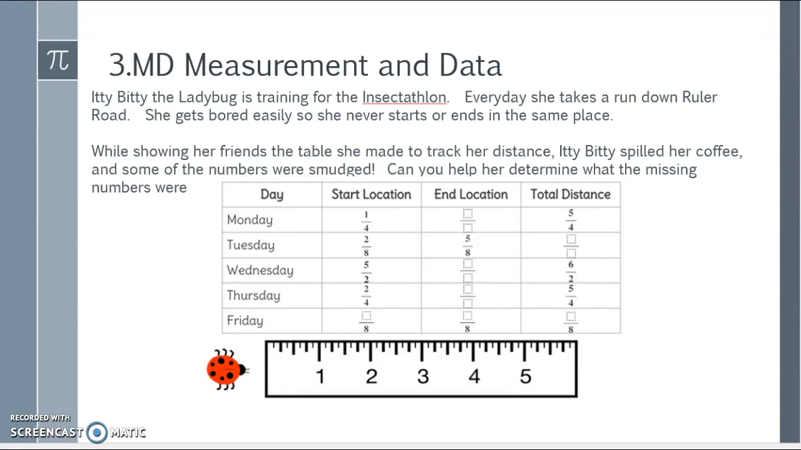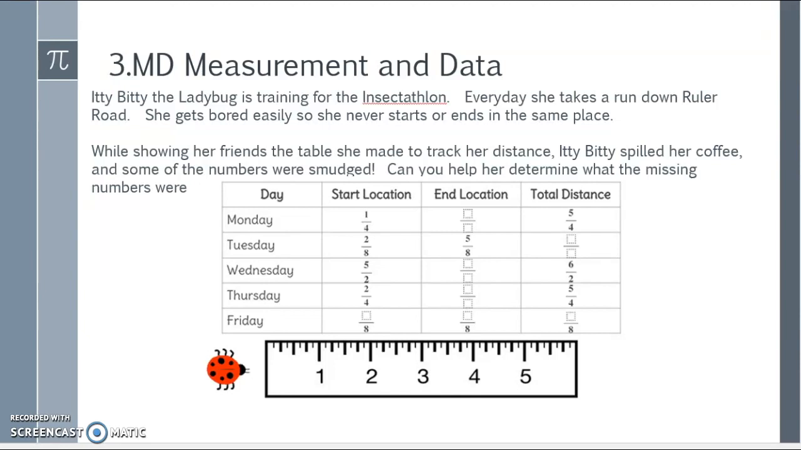Itty Bitty the ladybug is training for the insectathon. Every day she takes a rundown ruler road. She gets bored easily, so she never starts or ends in the same place. While showing her friends the table she made to track her distance, Itty Bitty spilled her coffee and some of the numbers were smudged. Can you help her determine what the missing numbers were?